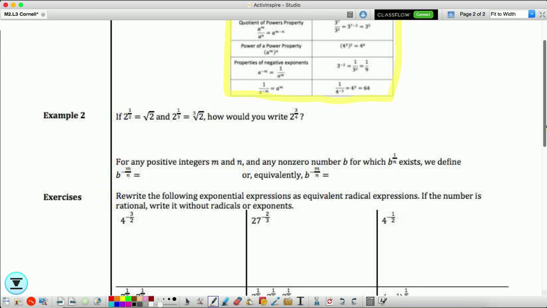So if 2 to the 1/2 power is the square root of 2, and 2 to the 1/3 power is the cubed root of 2, then how would you write 2 to the 3/4 power? And so in this case, again, I would write 2 to the 3/4. Let me change that 4. 2 to the 3/4 could be written as 2 to the 1/4 raised to the 3rd power, because I know I can multiply those exponents to get this one again.